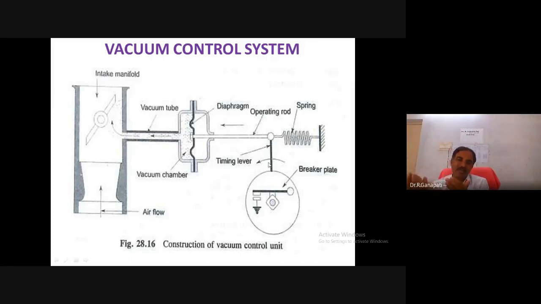Suppose the timing lever moves in the anti-clockwise direction. So the cam will be moving in the clockwise rotation, in the opposite manner. As for the movement of the operating rod, the timing lever moves in the anti-clockwise direction. At the time, due to the mechanism of the cam, it can move in the clockwise rotation. While it changes its position in the clockwise rotation, that is the advancing in the vacuum control system. So that is the working of the vacuum control system.